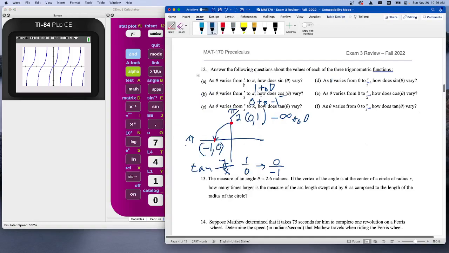We can look at what happens to sine as we go from 0 to pi over 2. 0 starts here, and we go to pi over 2. The x-coordinate is 1, the y-coordinate is 0. So going from 0 to pi over 2, for this part, y is going from 0 to 1. For the cosine, we're going from 1 to 0.